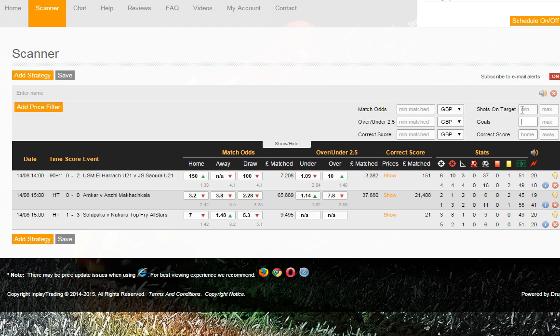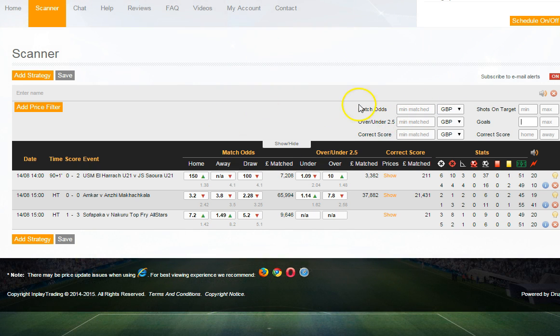Now to try and keep track of those is going to be impossible. Certainly you haven't got a chance within the regular Betfair sites or whatever, but here we can actually set up some filters based on what we actually want to look for.